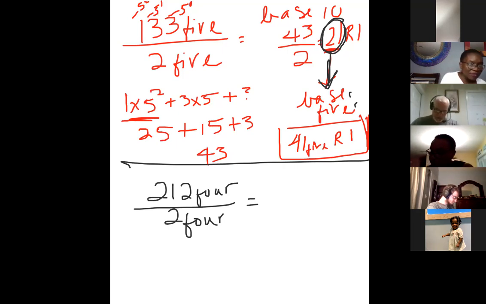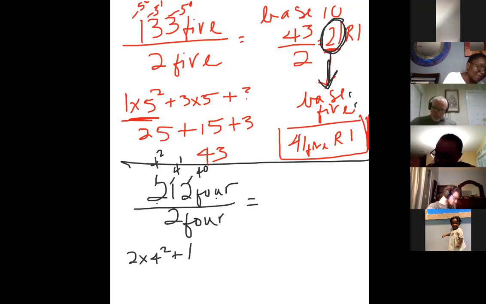Okay, so this one right here is the last example we're doing with the division. We're going to convert 2, 1, 2 base 4 to base 10. The 2 represents 4 to the 0, the 1 represents 4 to the first power, and the 2 represents 4 to the second power. So it's 2 times 4 squared plus 1 times 4 plus 2. Let your calculator do it for you. This is 32 plus 4 plus 2, which gives you 38.